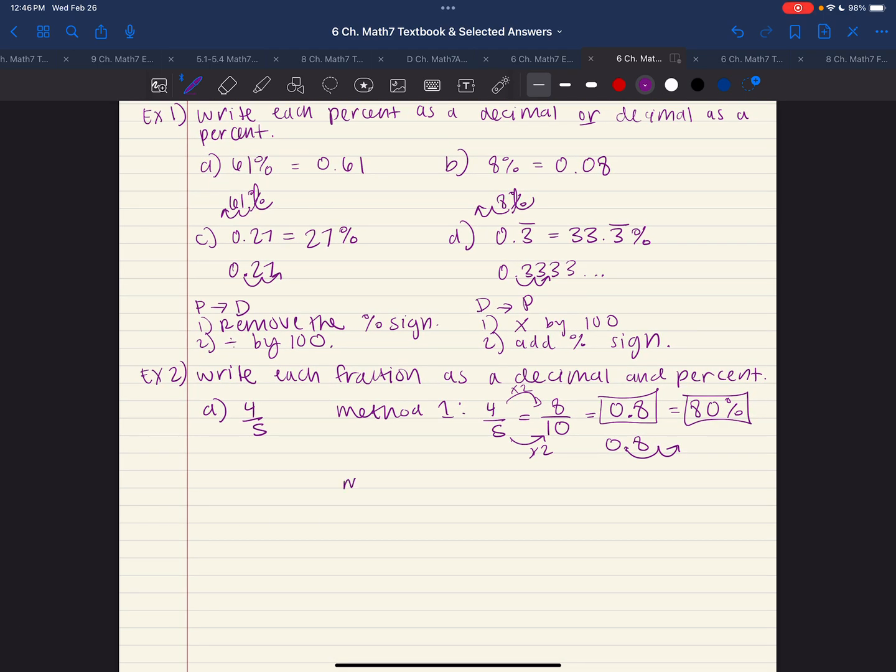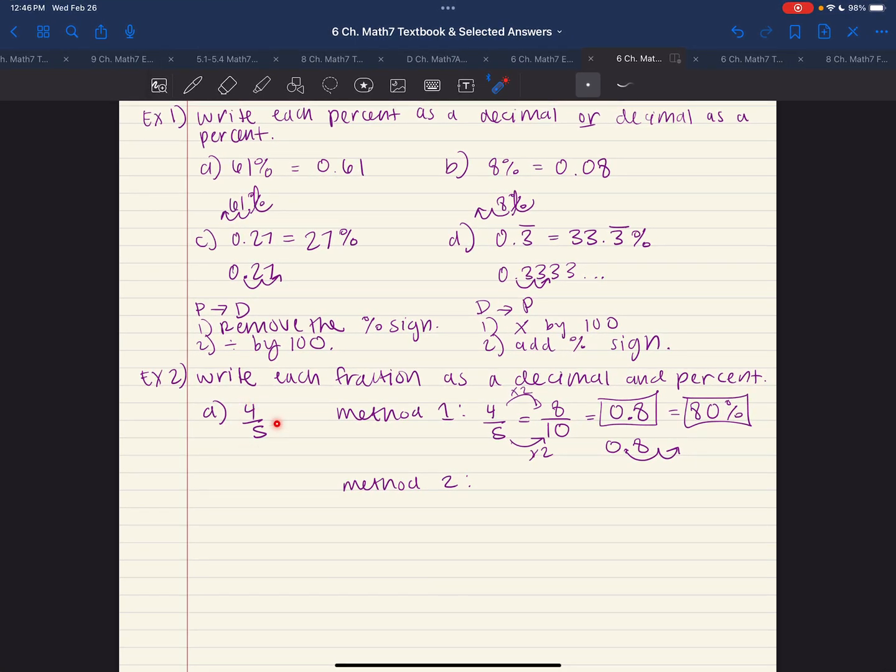Method 2, you can divide. So 4/5, remember fractions are division. So when you say 4/5, that's the same thing as saying 4 divided by 5. Let me move that down a little bit so I have room. Okay, so 5 doesn't go into 4 evenly. So I add a decimal and a 0. And I need to make sure I include a decimal in my quotient. 5 does go into 40 8 times. 8 times 5 is 40. You subtract, you get 0. There's no remainder. So once again, you get 8/10, which is the same thing as 80%.